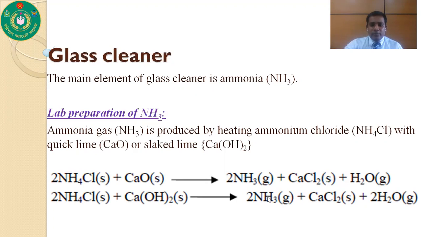We can also produce ammonia gas by reacting ammonium chloride and calcium hydroxide. This is the slaked lime. So we can say that when ammonium chloride reacts with quicklime or slaked lime, in both cases we get ammonia gas. So this is the lab preparation of ammonia gas.